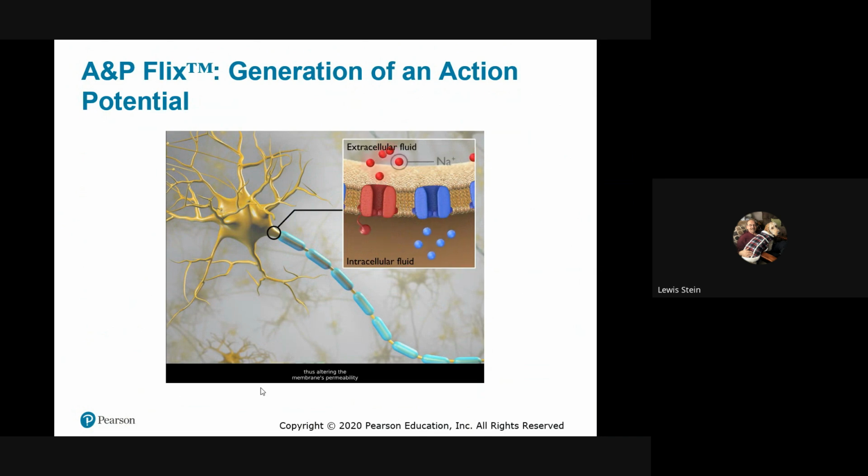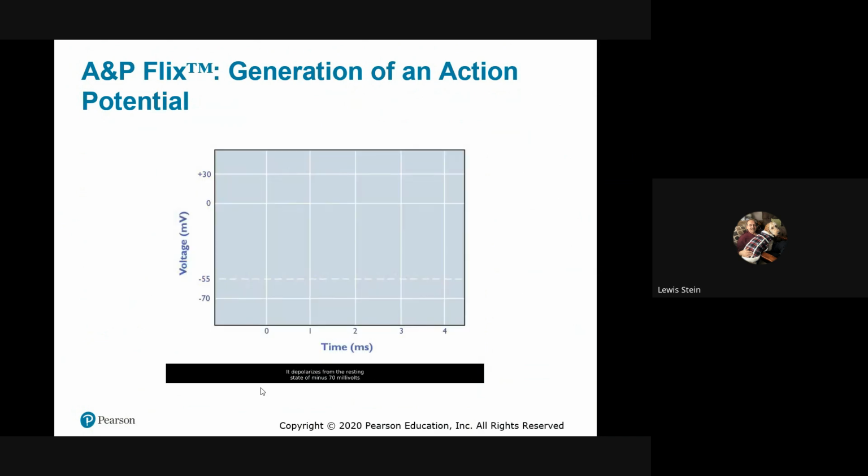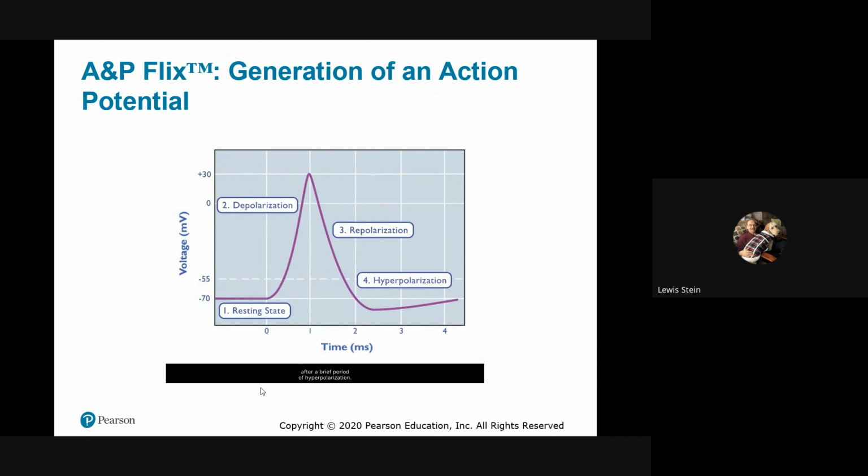The membrane's permeability to sodium and potassium ions. As these ions diffuse through the channels, the membrane potential changes. It polarizes from the resting state of minus 70 millivolts to a peak value of plus 30 millivolts, and then quickly repolarizes back to minus 70 millivolts after a brief period of hyperpolarization, in roughly 4 milliseconds.